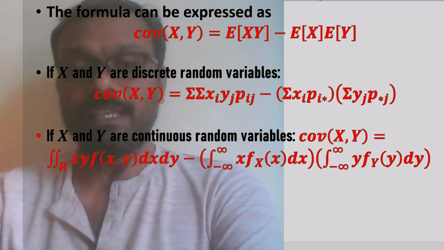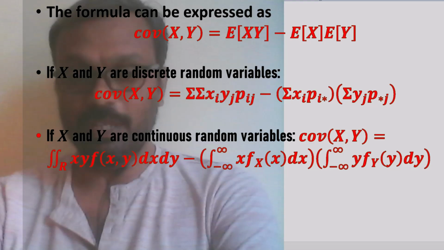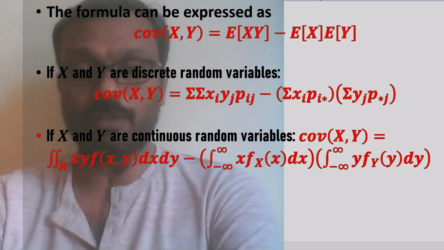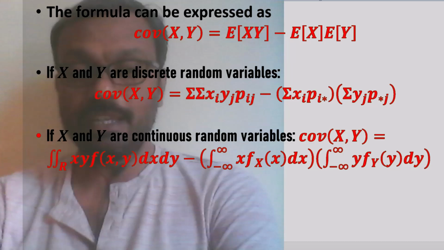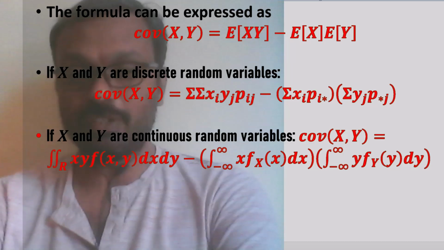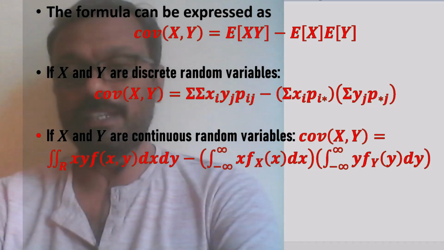Now this is the case of two-dimensional continuous random variables. Here the formula for expectation of xy is double integral over D, we can say the domain in which x and y are defined, xy into the joint density f of x comma y, and we know in case of two-dimensional random variables expectation of x is integral over range of x into marginal density of x. Similarly expectation of y is integral of y into marginal density of y.